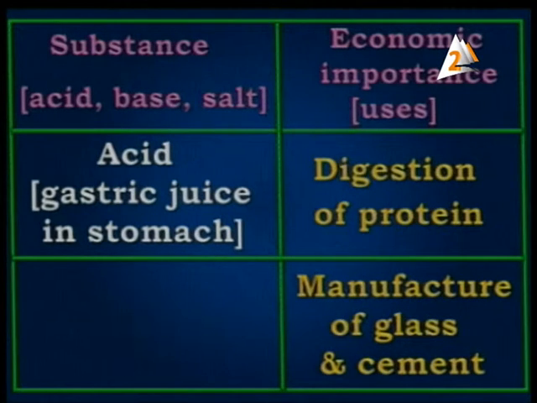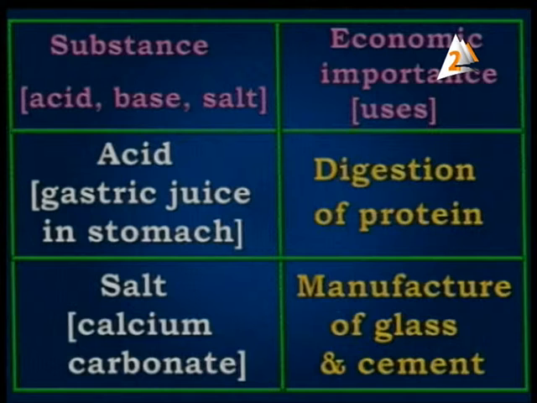So the second one, here we have the glass and cement, that use a salt, calcium carbonate. It is a salt, and we have the name. You must write the name of each compound that we use for this type of economic importance or uses.